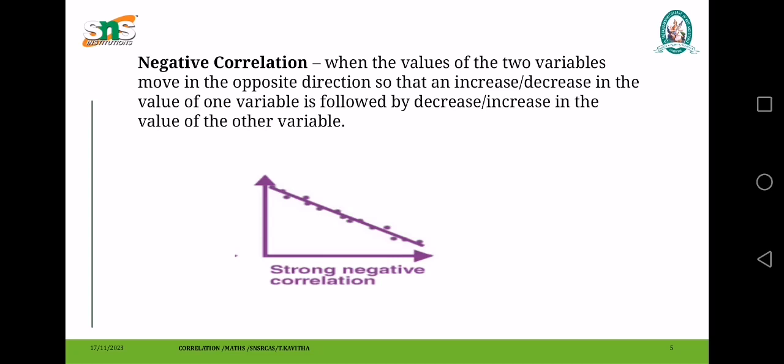Next one, negative correlation. Here, when the values of two variables move in the opposite direction so that an increase or decrease in the value of one variable is followed by a decrease or increase in the value of the other variable. That is called negative correlation. Here I give the diagram for strong negative correlation.